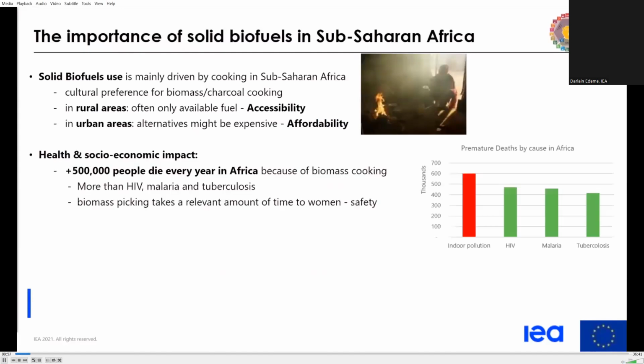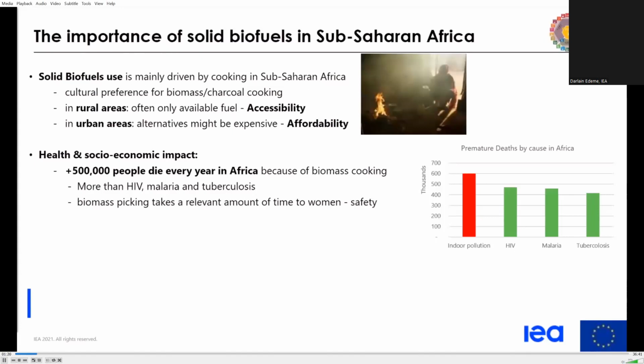In urban areas, even if modern fuels can be accessible, we might have the issue of affordability as these modern fuels are more expensive than wood. So even if alternatives exist, people still continue cooking using biofuels. Now let's see what the impacts of using solid biofuels are.